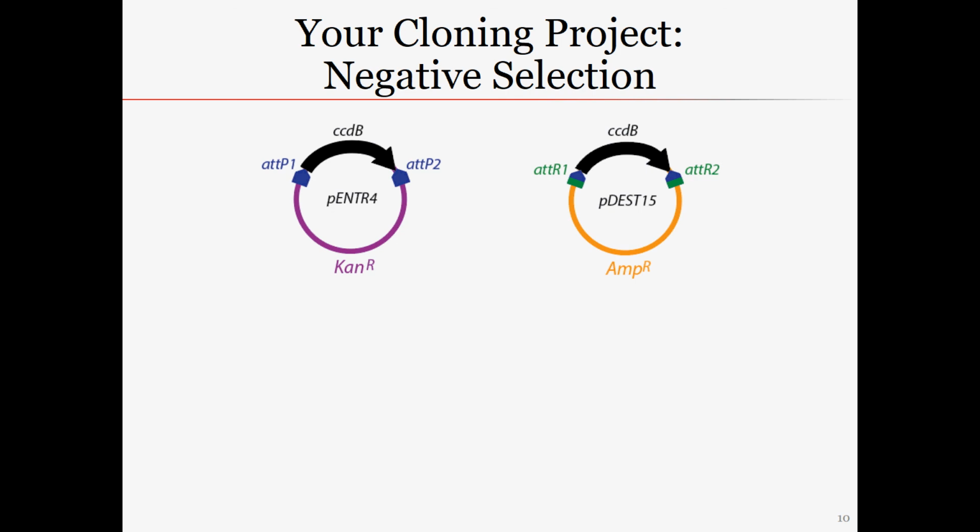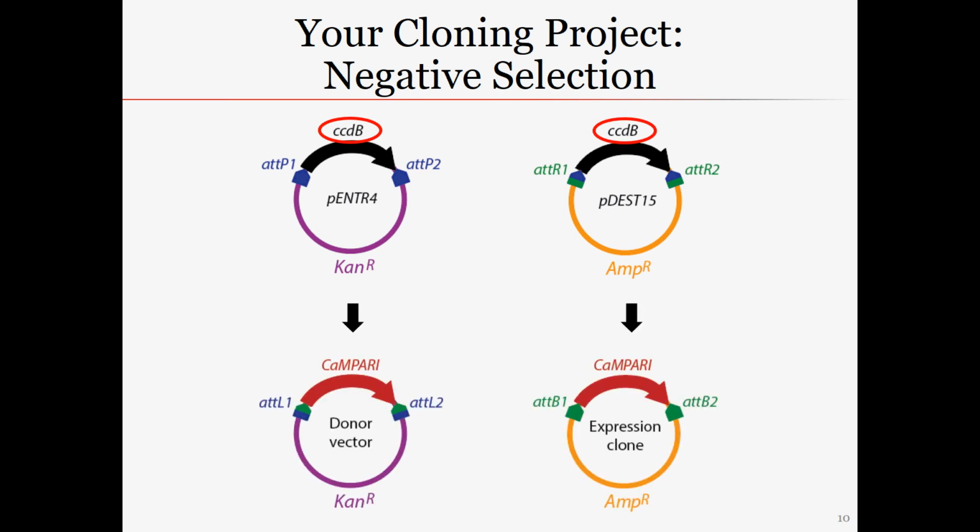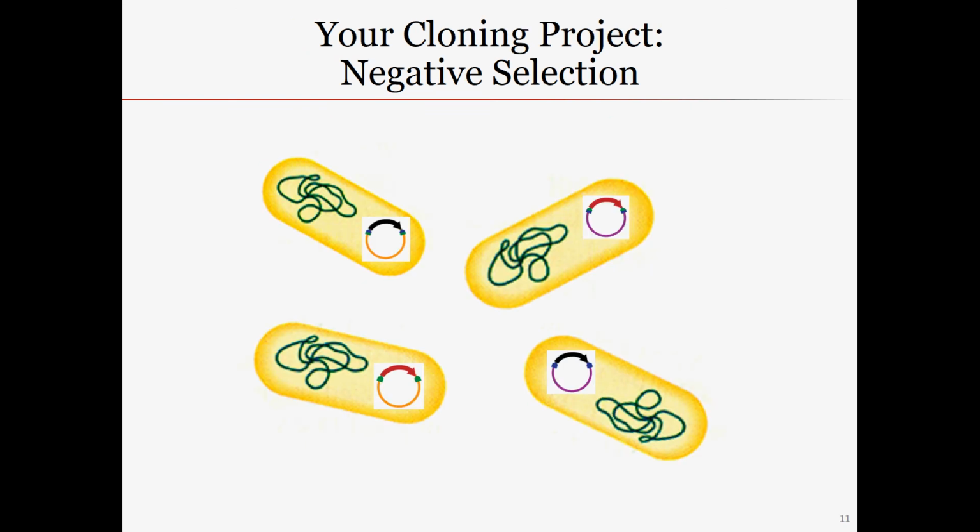In our cloning project for Campari, both the p-Enter4 and p-Des15 starting vectors contain CcdB. This gene will be replaced by Campari following a successful cloning reaction. If the digestion or cloning reactions were not successful and the CcdB gene remains, any cells that take up that plasmid during transformation will be prevented from replicating and will not form colonies. We are able to propagate the original p-Enter4 and p-Des15 vectors by using a special bacterial strain that contains the antitoxin CcdA.